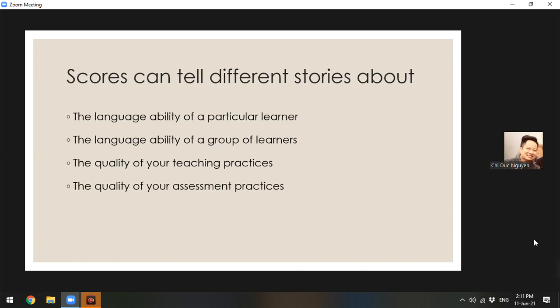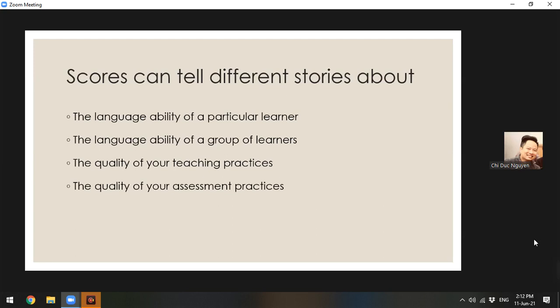Not only the language ability of a particular learner, we can also see the language ability of a group of learners. Having said that, based on the given scores, I can make some cross comparison between the performance of one student and another. And as you said already, we can look back at the quality of teaching. Here we can have very insightful information about our teaching practices, including the curriculum, the programs, the teaching materials, teaching method, and other resources as well.